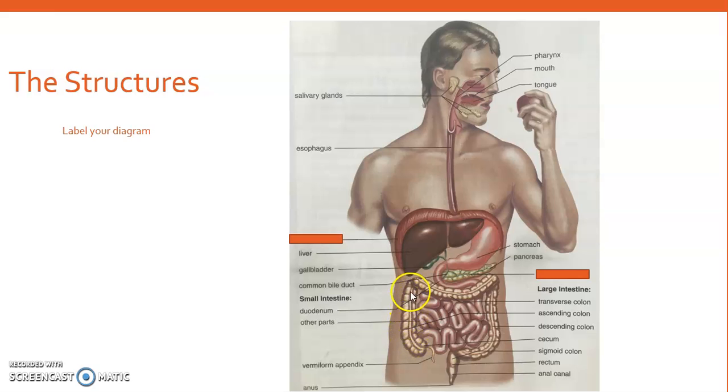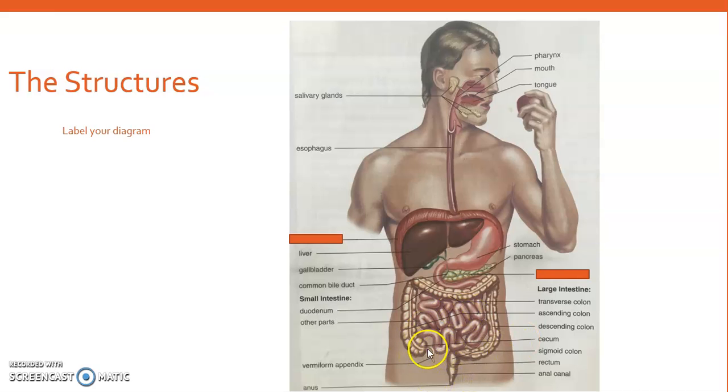Coming up this way, we have the ascending colon, part of the large intestine. This part across here is the transverse colon. Right here is the descending colon, and again, this is all part of the large intestine. It comes all the way here. This little branch across right here and into here is the sigmoid colon, and then here's the rectum, and then you can either label this as anus or anal canal, it's up to you.